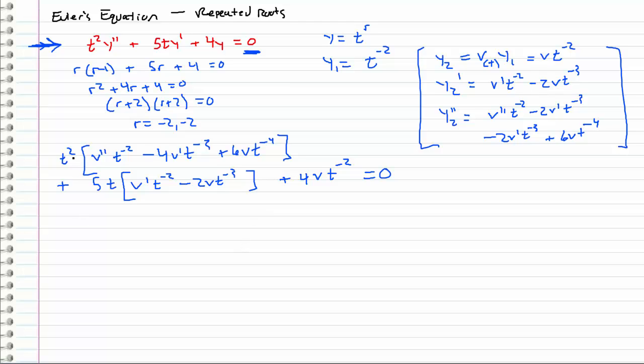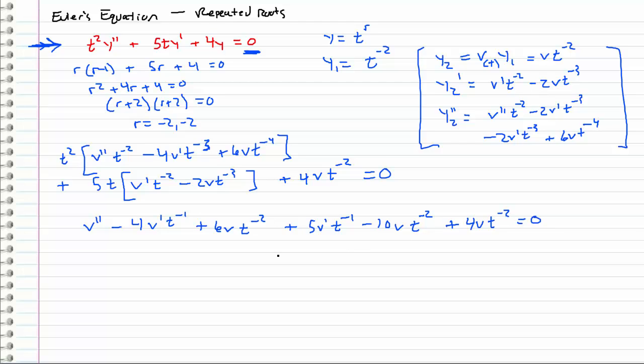Okay, so let's go ahead and distribute the t squared and 5t. So we get v double prime minus, let's see, that should be a cubed right there, it looked kind of weird. But anyway, minus 4v prime t to the -1 plus 6v t to the -2. And then plus 5v prime t to the -1 minus 10v t to the -2, and then plus 4v t to the -2.